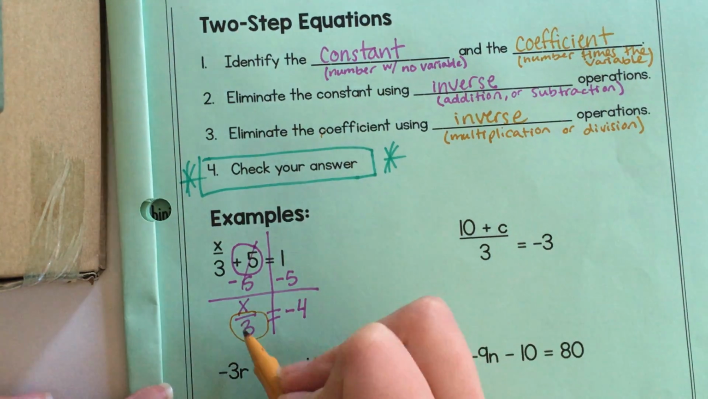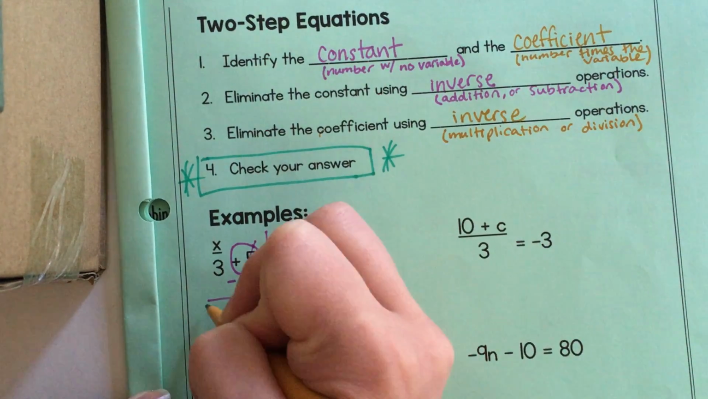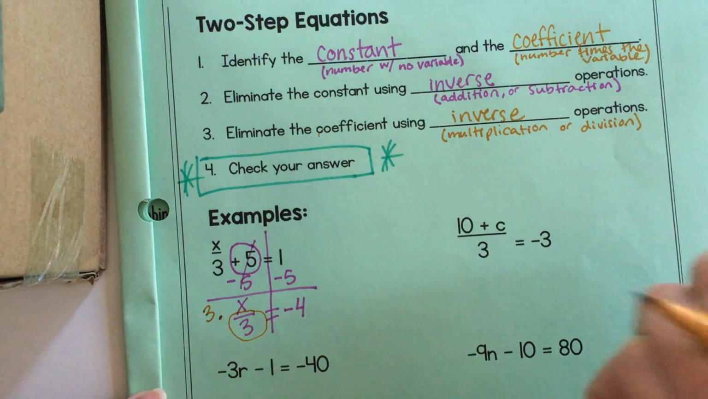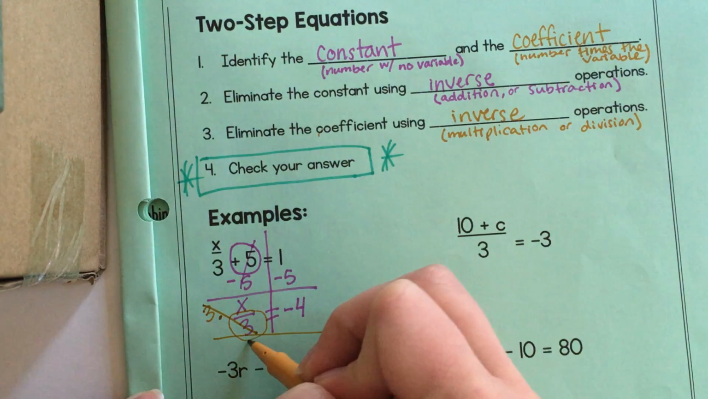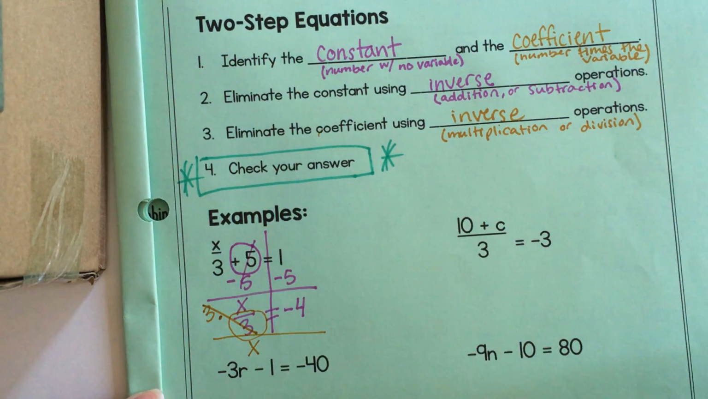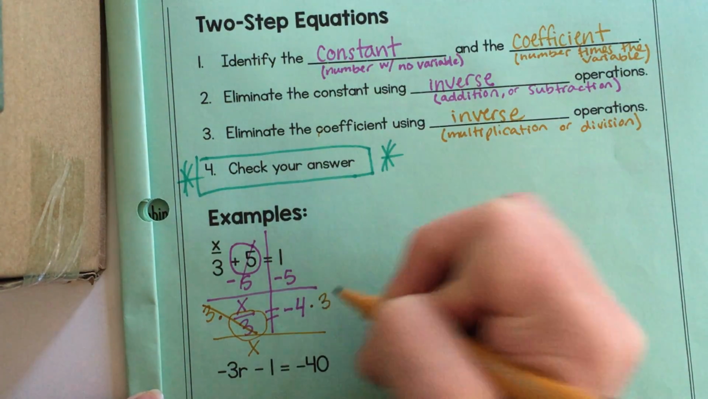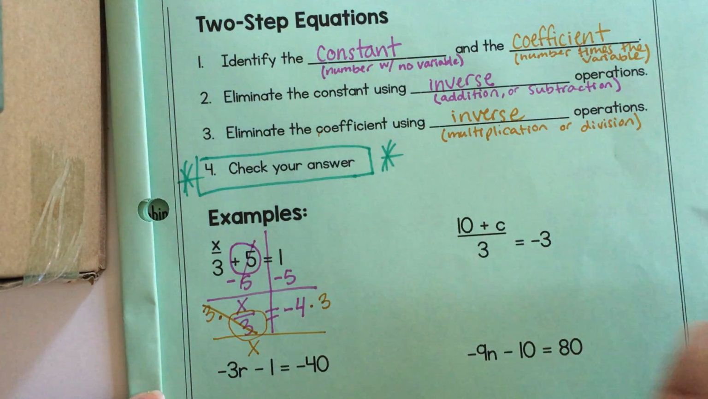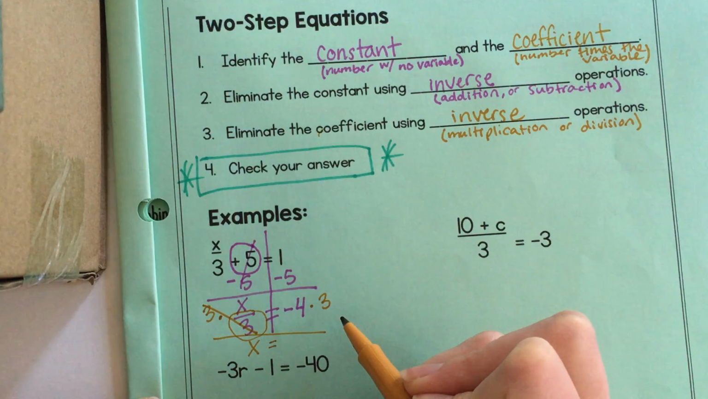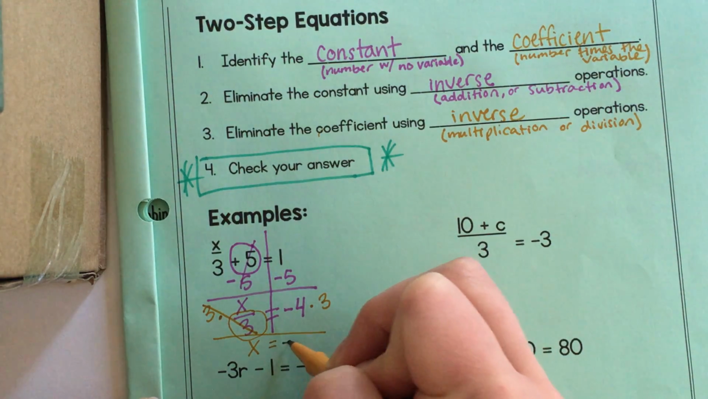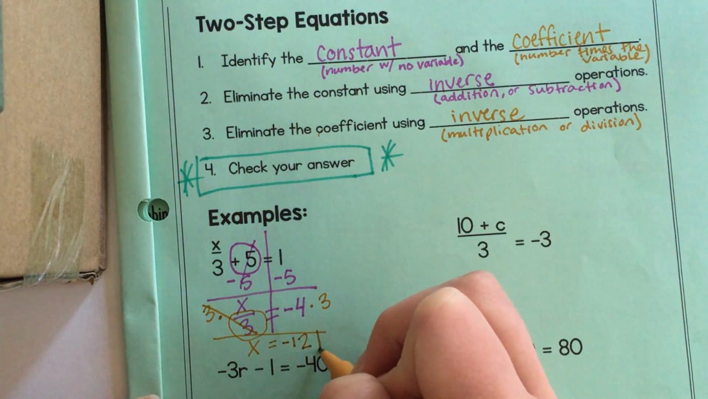When I am undoing division, I use multiplication. 3 divided by 3 is 1. That's what eliminates that to leave me with x. So same thing over here, we're multiplying by 3. Negative 4 times 3 is what? It is negative 12.